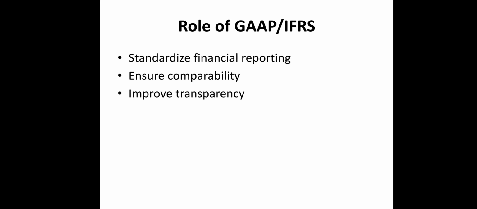Now the role of GAAP and IFRS. Well, these are the standards they follow to create financial reporting. GAAP is generally accepted accounting principles, and IFRS is International Financial Reporting Standards, which are rules that ensure consistency across businesses globally. They make reports comparable, transparent, and trustworthy for investors.